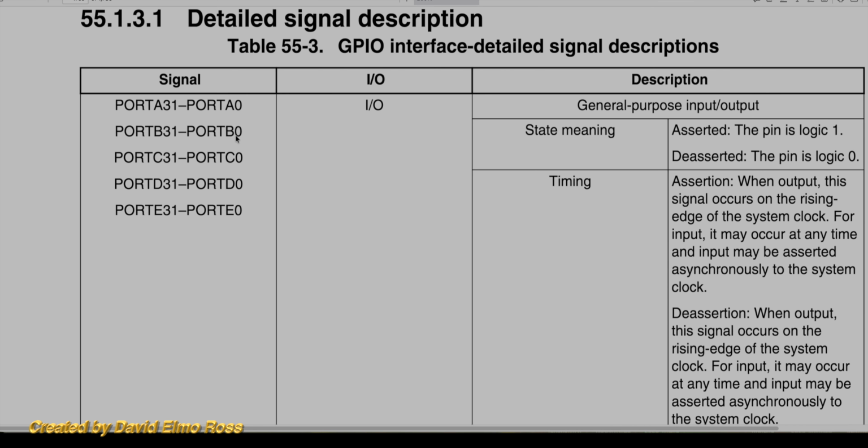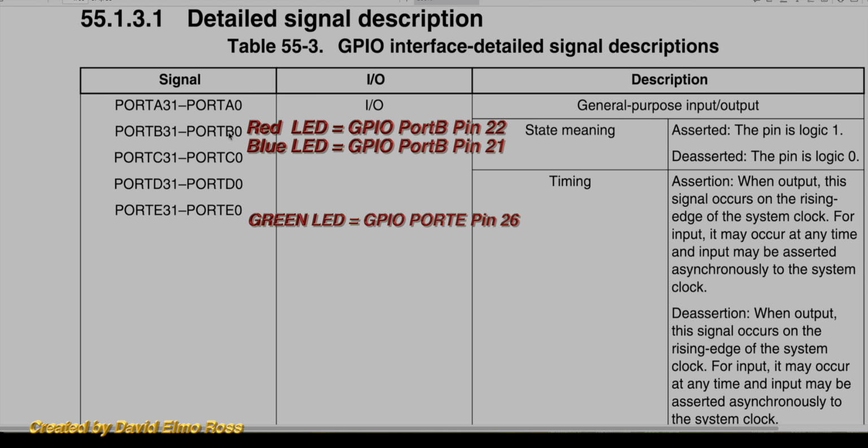Of these 5 ports for the general purpose I/O, port B has the red and the blue LED attached to 2 of the pins on port B, and port E has the green LED connected to one of the pins on port E. Let's take a look at MCUXpresso and see how we can find this information out.